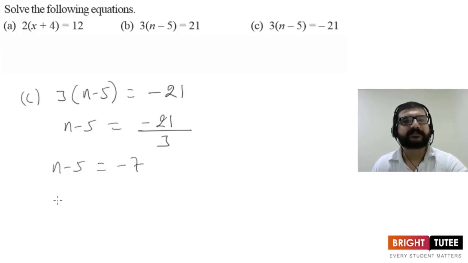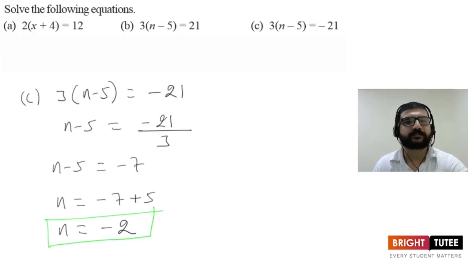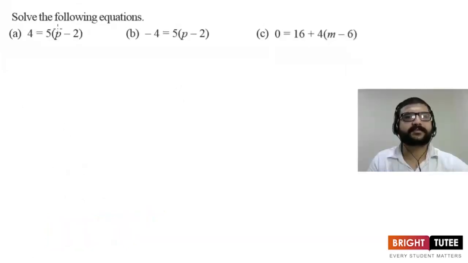Now by simplifying this further, we will get n is equal to minus 7 plus 5. So we have transposed this minus 5, it became plus 5. Now from here n is equal to minus 2. Therefore the final solution is n is equal to minus 2. Now let's see the next question.